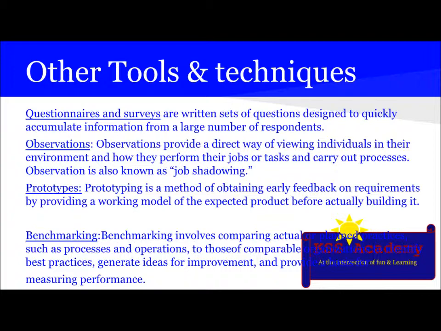A prototype is a method of obtaining early feedback on the requirements by providing a working model of the expected product before actually building it. What is benchmarking? Benchmarking involves comparing actual or planned practices, such as processes and operations, to those of comparable organizations to identify best practices, generate ideas for improvement, and provide a basis for measuring performance.